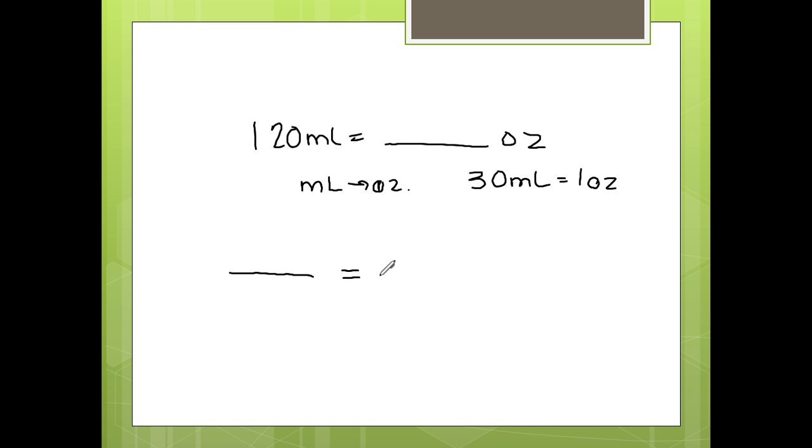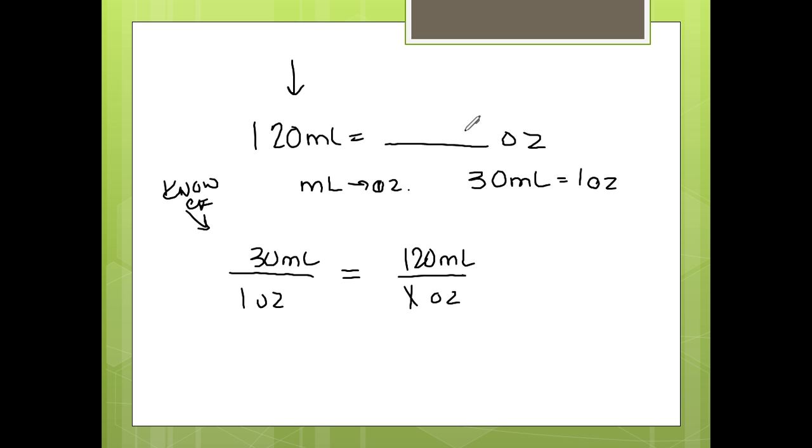So on the left side of the proportion, I'm going to put what we know. What we know is our conversion factor. So I have 30 mLs over 1 ounce. On the right side is what we're solving for. Now since I have mLs on top on the left-hand side, I'm going to leave mLs on top on the right, and I'm going to put my x ounces on the bottom because we don't know. I'm going to bring my equal sign down.